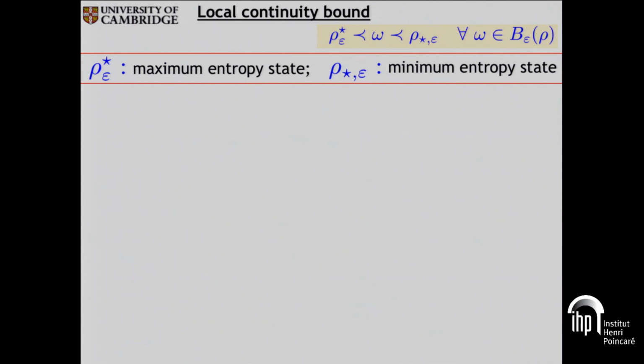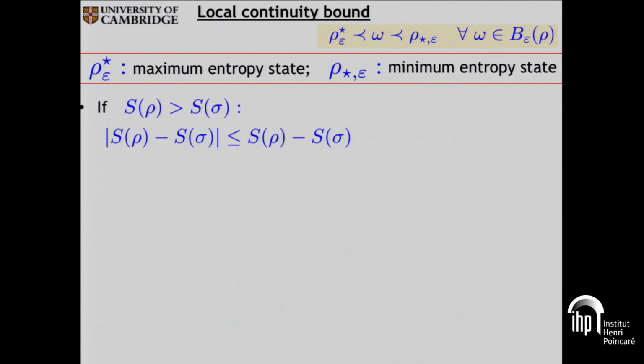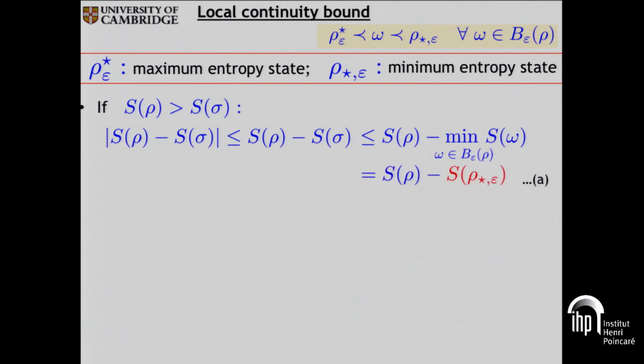So we saw that rho upper star was the maximum entropy state and rho lower star was a minimum entropy state. So if S of rho is greater than S of sigma, remember this is the quantity we are trying to bound, we can write it like this, which of course we can write like this. And the minimum entropy state was the lower bar, so we can replace it by this quantity.